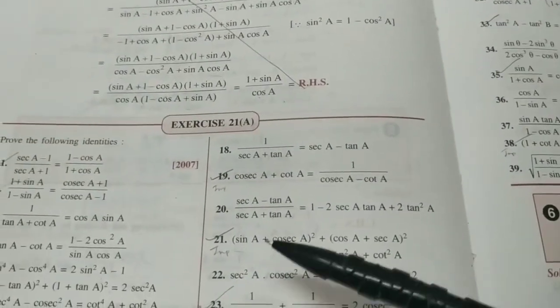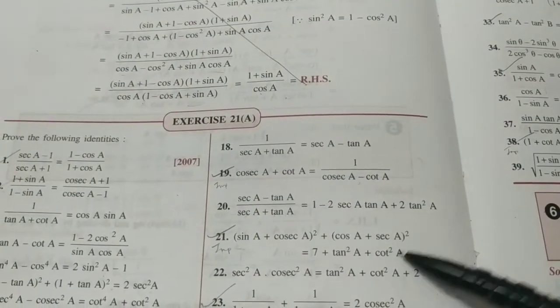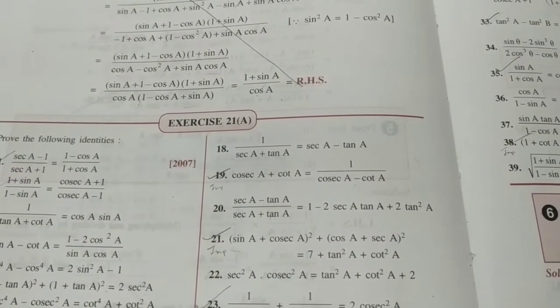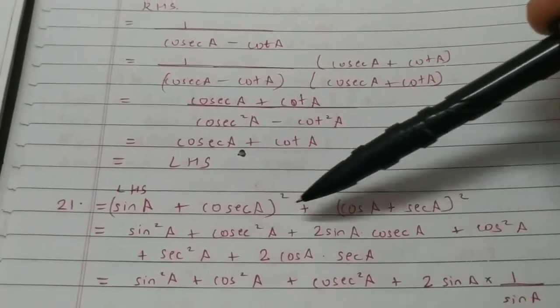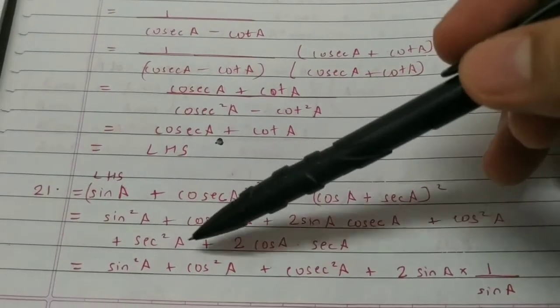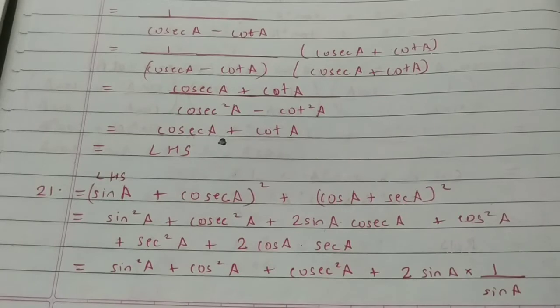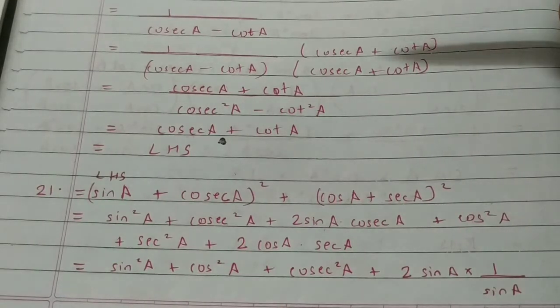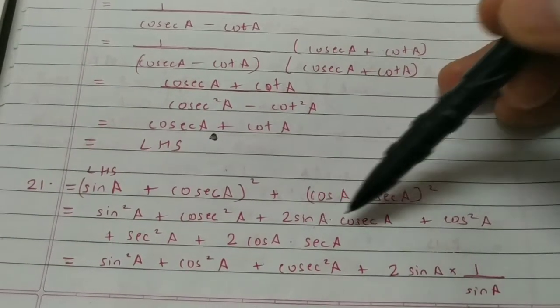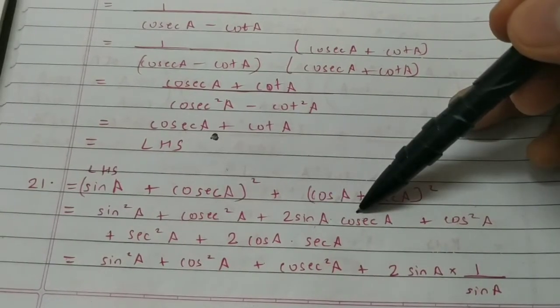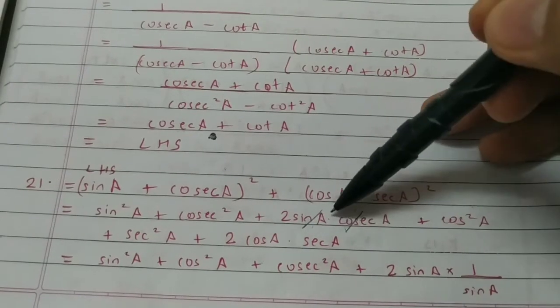In the 21st sum again, it's bracket squared plus bracket squared is equal to blah. We'll start with the LHS, of course. We'll have to open the brackets. So we'll get a square plus b square plus 2ab plus a square plus b square plus 2ab. Nothing's getting cancelled here. There's no minus sign. However, sine A into cosec A is 1. You see, sine A and cosec A are reciprocals of each other.